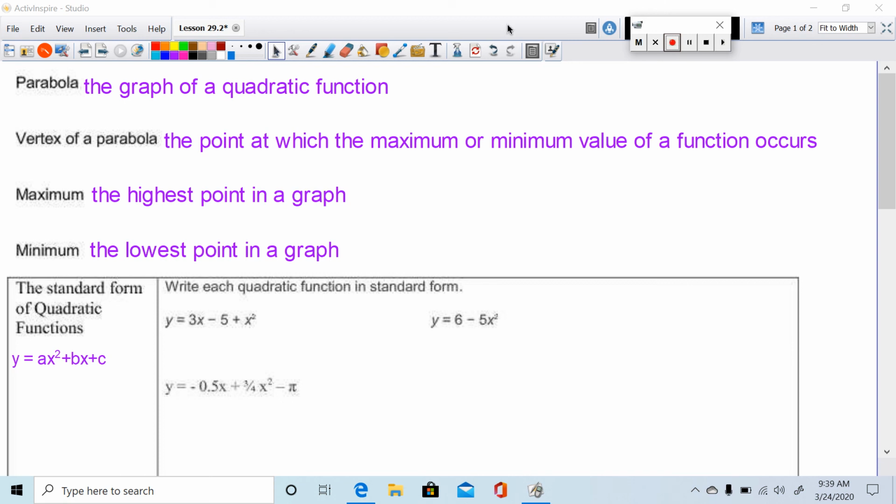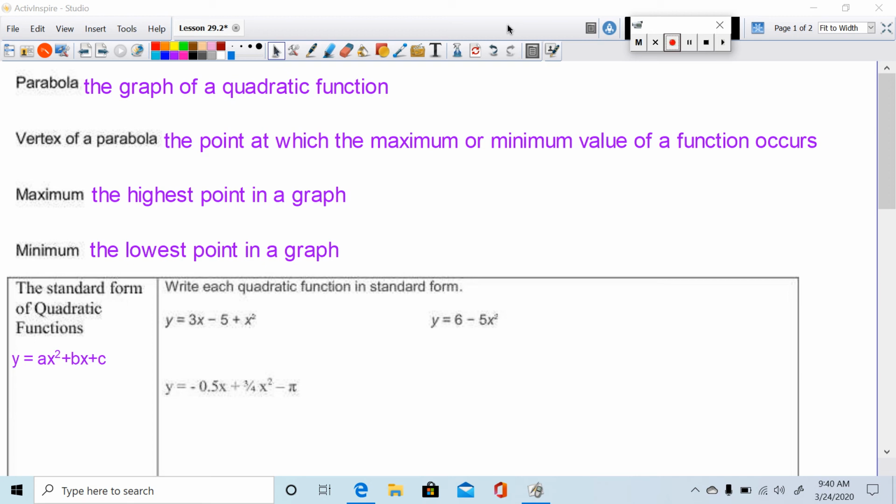Now we're going to talk about graphing and analyzing a quadratic function. Some key vocabulary terms. A parabola is the graph of a quadratic function. It will be in the shape of a U. The vertex of a parabola is the point at which the maximum or minimum value of a function occurs. So the high or the low point is the vertex.